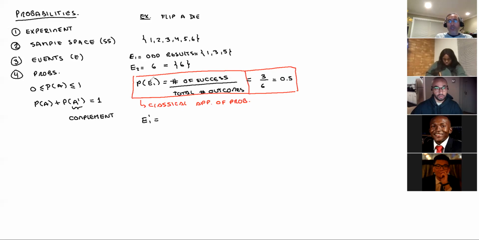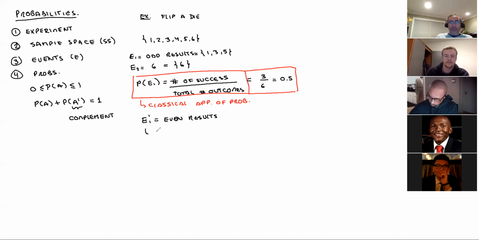So how do we define, guys, E prime, E1 prime, in words? It's the complement of E. So in words, it is what? Would it be the number of failures over the total number of outcomes? Yes, no. But what I mean is, remember, E1 simply is the odd results. So what is the complement? That would just be even results. Even results. Exactly that. Okay. So basically, all other events that are not part of the event of interest.